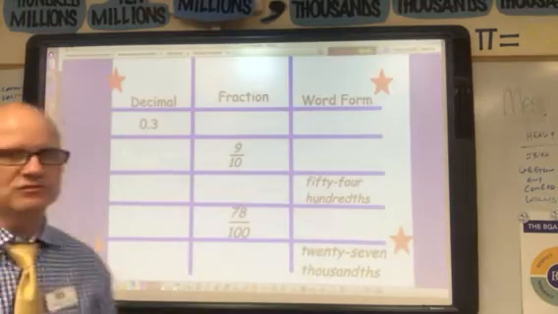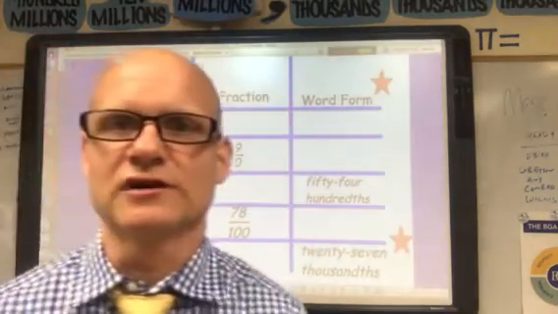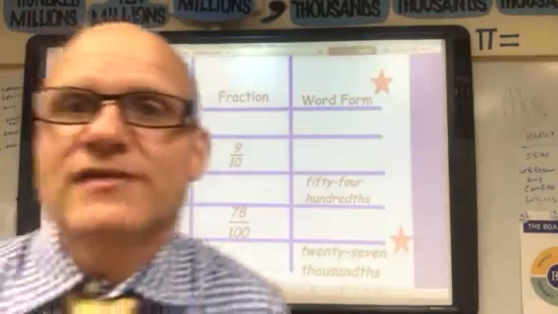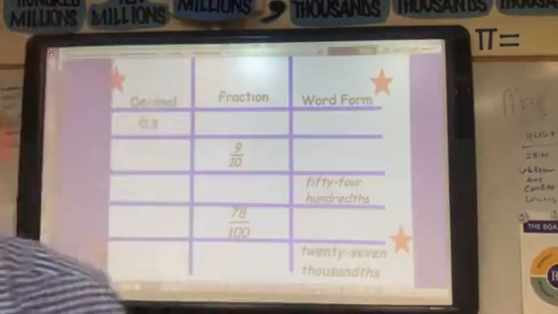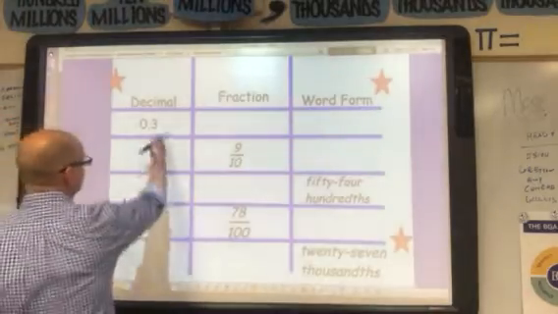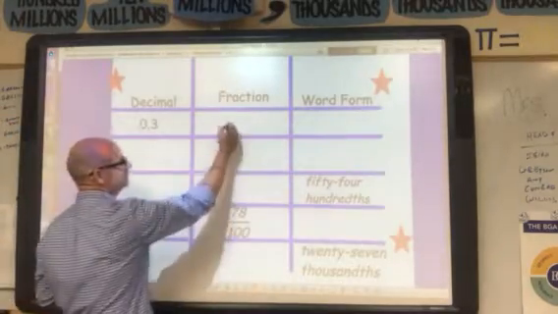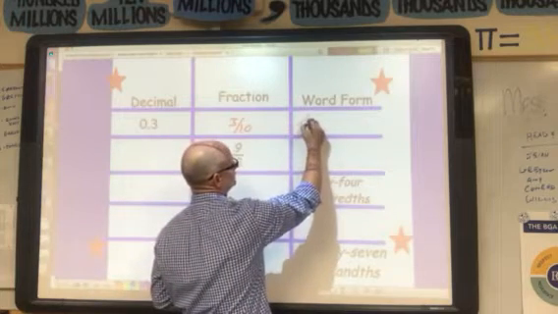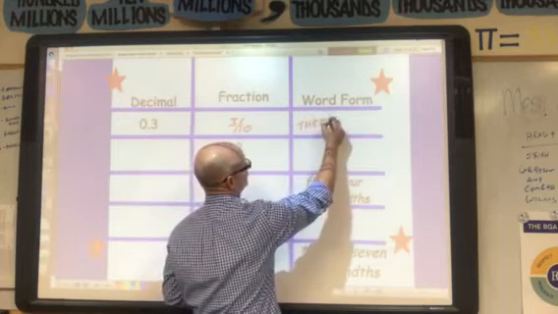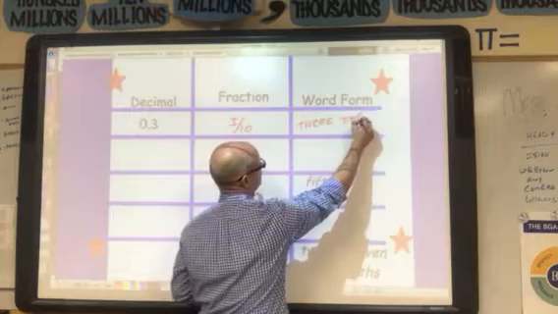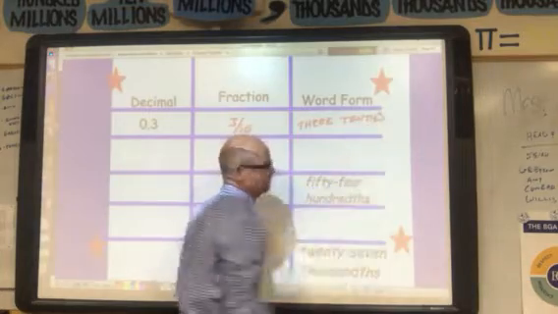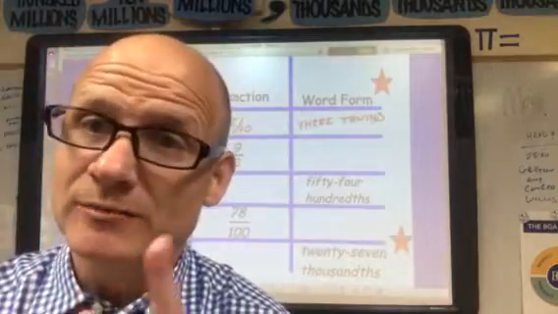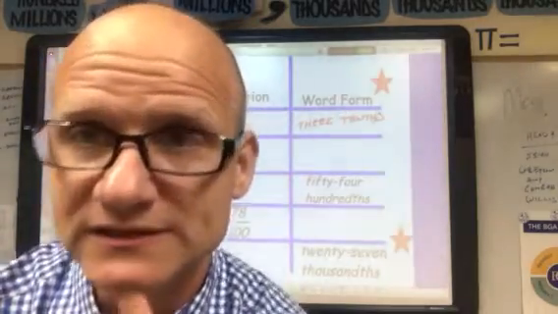So here's what I'd like for you guys to do: make this chart where you write on the top decimal, fraction, word form, and then complete. For example, I'll do the first one with you. We have 3/10, so as a fraction we would write 3/10, and then word form we would write 3/10. So press pause and complete. This is something I'll be looking for, so just press pause and complete, please.